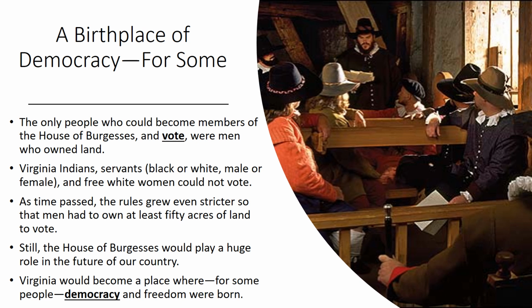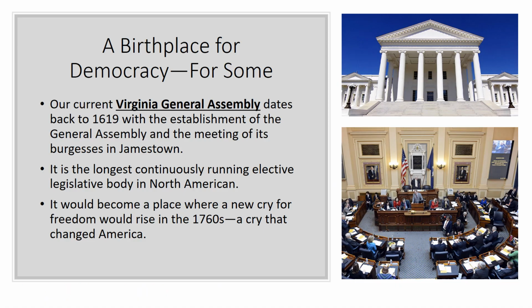Virginia would become a place where, for some people, democracy and freedom were born. Our current Virginia General Assembly dates back to 1619 with the establishment of the General Assembly and the meeting of its burgesses in Jamestown. It is the longest continuously running elective legislative body in North America. It would become a place where a new cry for freedom would rise in the 1760s, a cry that changed America.